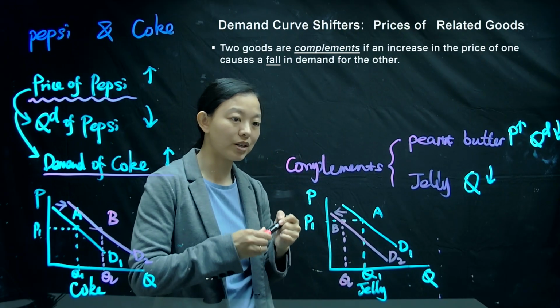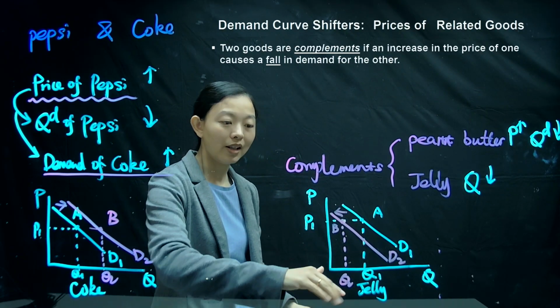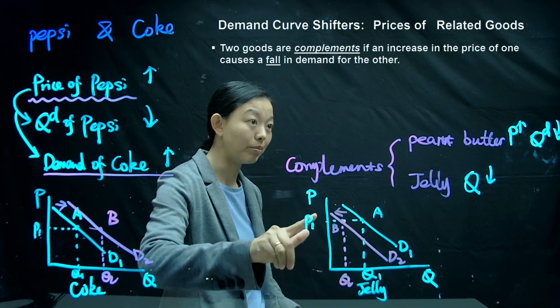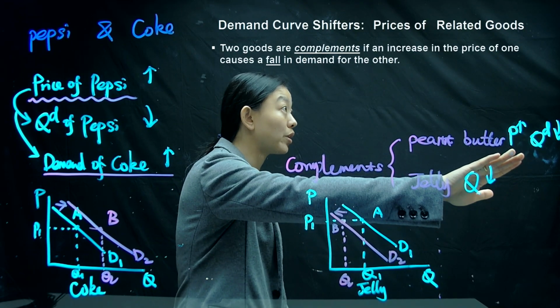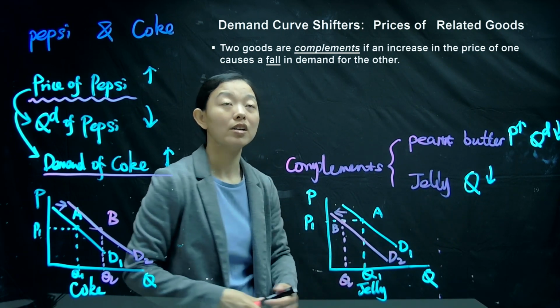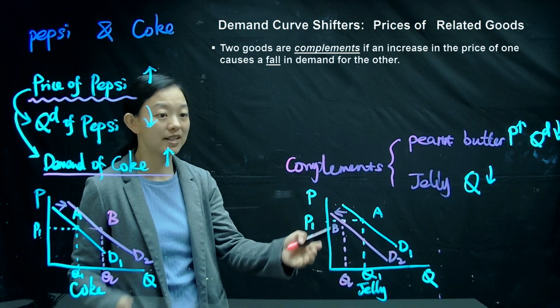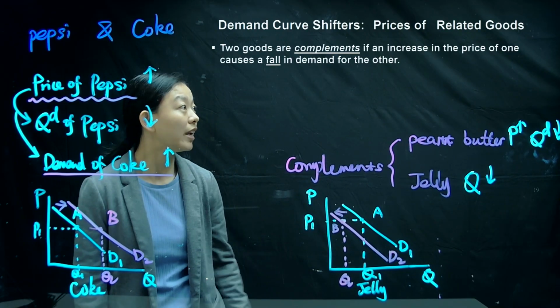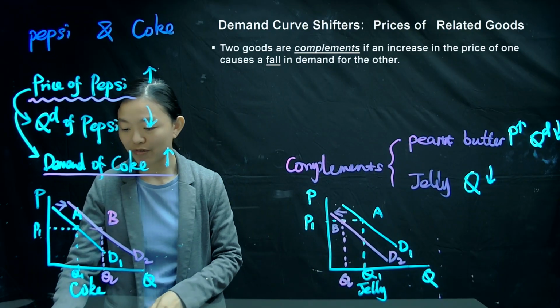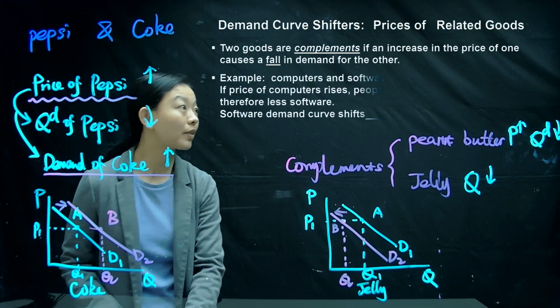You can see from this graph that nothing changes in jelly's price. Price is always fixed at P1, but because of peanut butter's price increase, we have a decrease in demand for jelly. So this is why we say two goods are complements: if an increase in the price of one good decreases the demand for another.